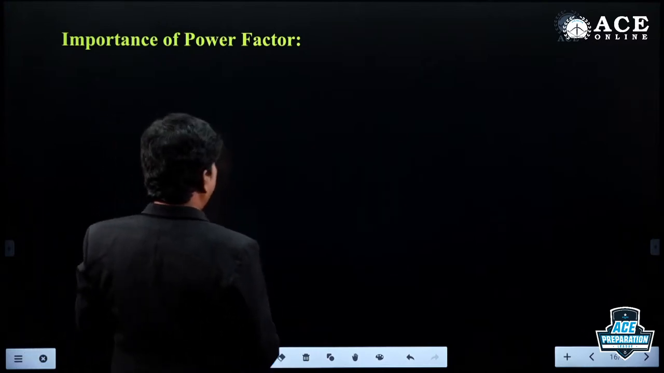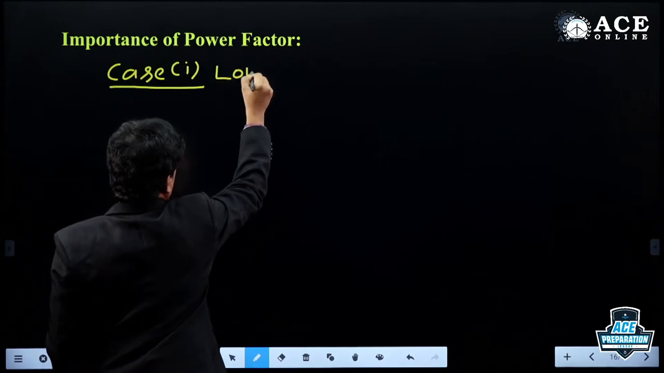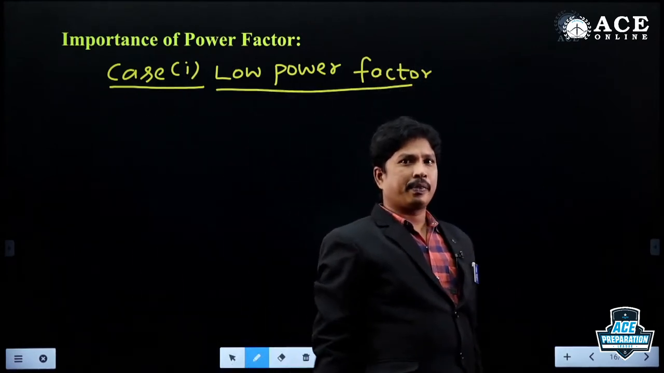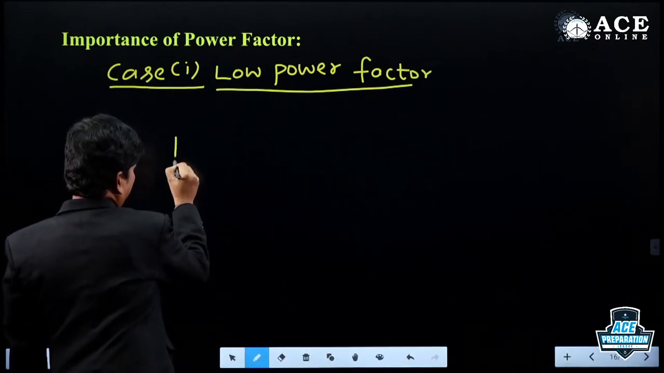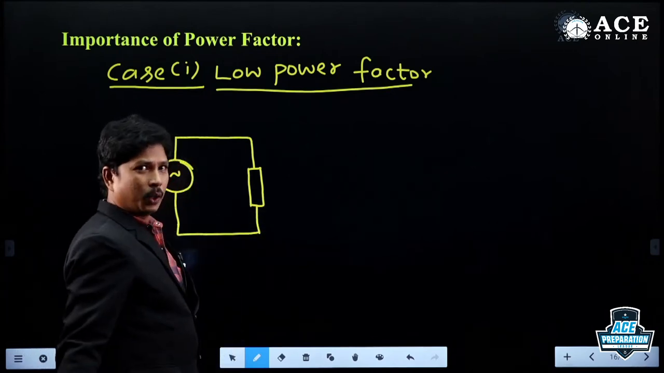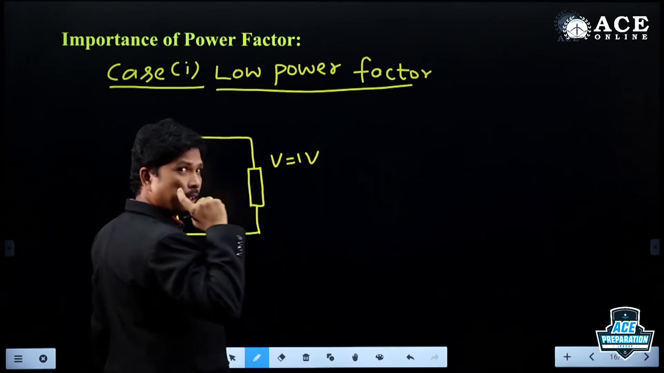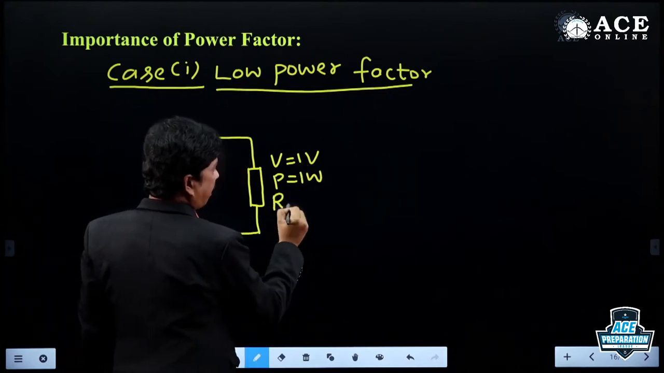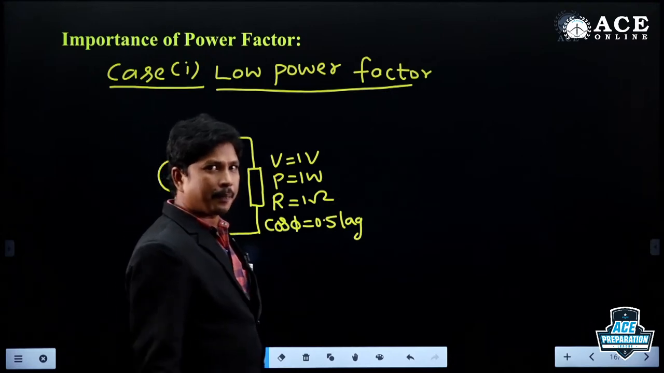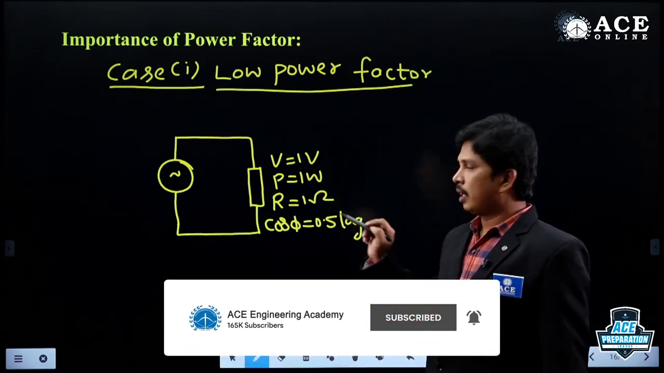Now we'll see the first one, case one: low power factor. So low power factor means we can take a source here and the load here. This load is operating at low power factor and requires a voltage of 1 volt, a power of 1 watt, a resistance of 1 ohm, and a power factor of 0.5 lagging. So that is the power factor condition of the load. Voltage is 1 volt, power is 1 watt, resistance is 1 ohm, cos phi is 0.5.